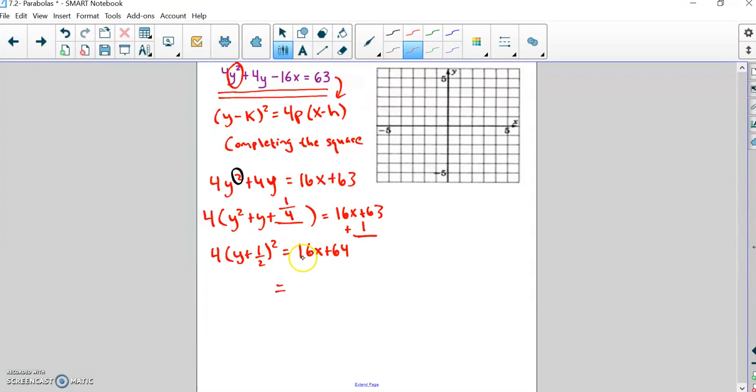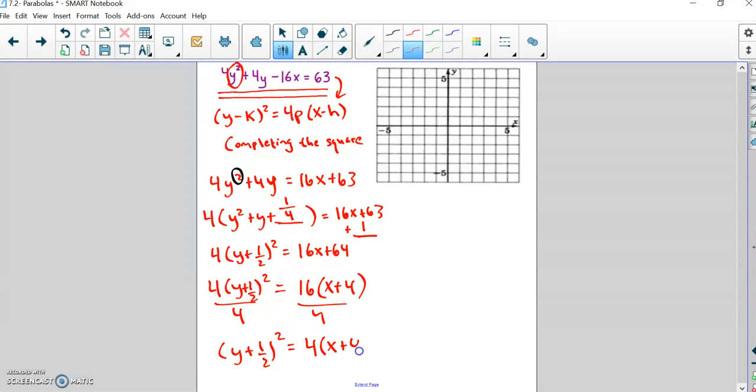right side. I can take a 16 out of 16 and 64, and when I do that, I have an x plus 4 left over. And then on the other side, I'll have 4 times (y plus 1/2) squared. And then if I want to get this (y plus 1/2) squared by itself, which is what I need to do, you can see up here, I'm going to divide both sides by 4. When I'm done, I'll have (y plus 1/2) squared equals 4 times (x plus 4).